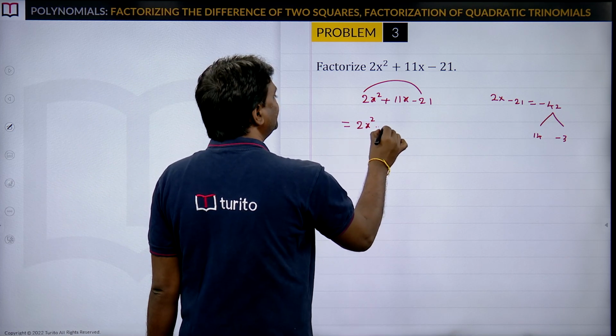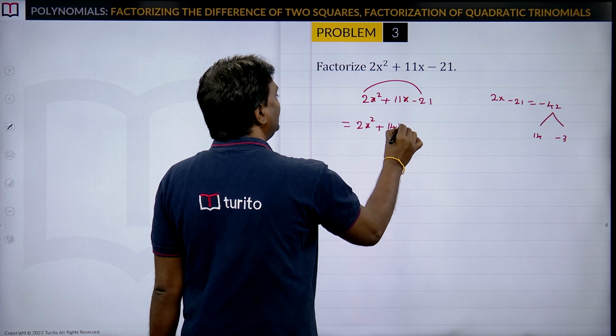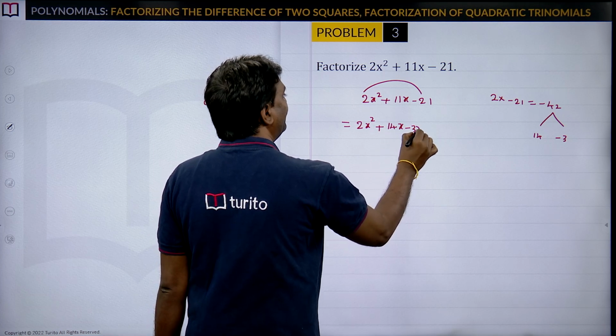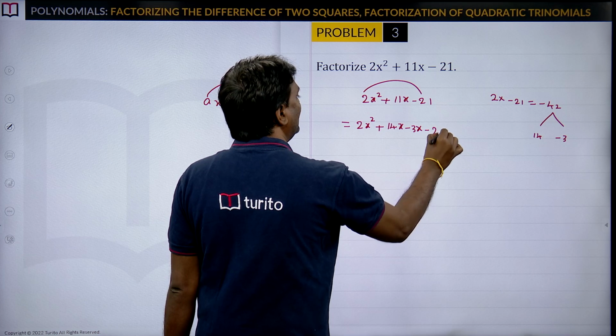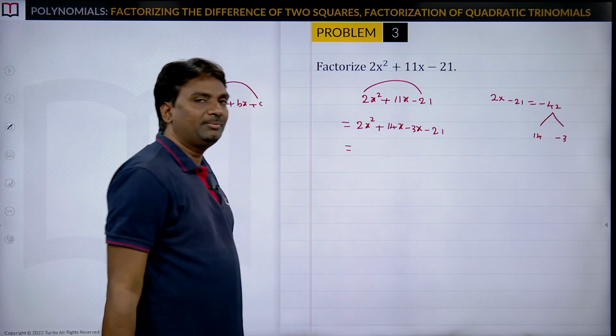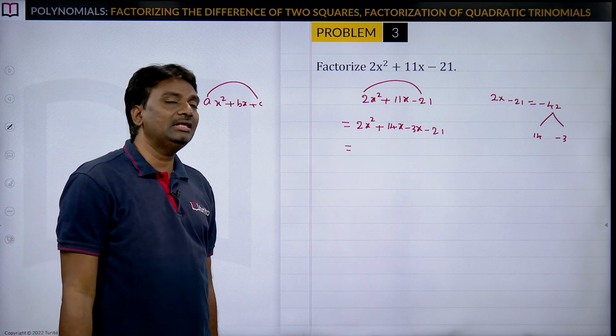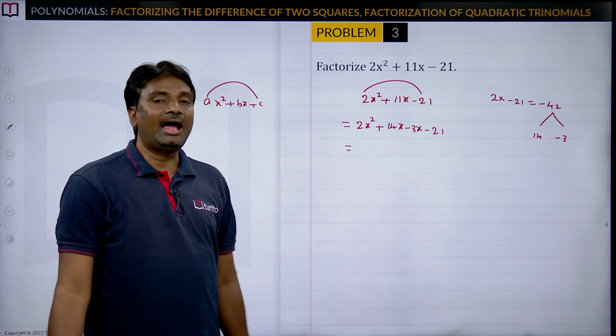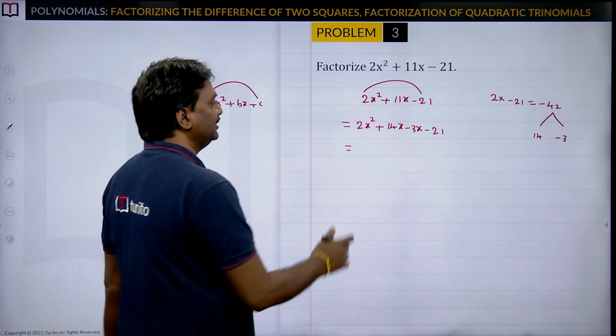2x square plus 14x minus 3x minus 21. So, for the first term 2x square, I am writing 11x as 14x minus 3x, and you can keep the last term minus 21 as it is.